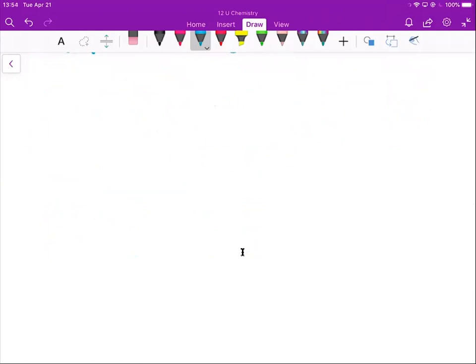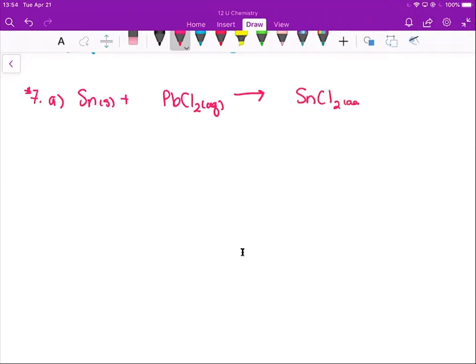For number 7, write balanced half reactions for the following reactions. So this is where we're going to keep it all together. So we have tin solid plus lead 2 chloride reacting to form tin chloride plus lead solid. So let's go in black and let's label all of our oxidation numbers. So elements in their elemental form are always 0. So that's tin solid and lead solid.